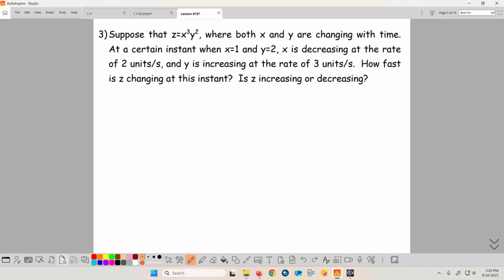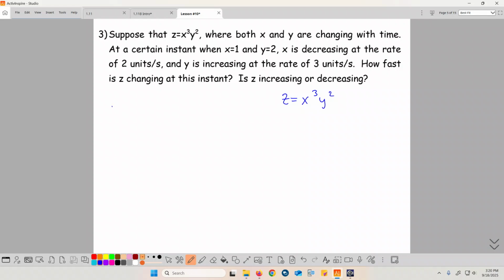All right, let's do a few more here. Suppose that z equals x cubed y squared, where both x and y are changing with time. So this one's interesting because it gives us our own formula that we want to use. Remember I said that a lot of the times they'll give you the formula that they want you to use for the related rates question, okay? But x and y, they're changing with time.